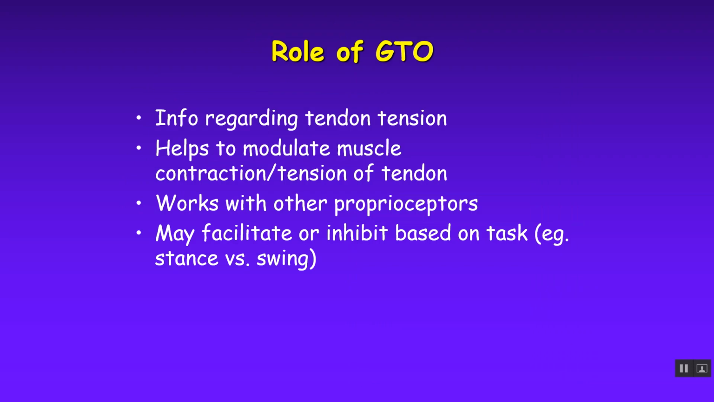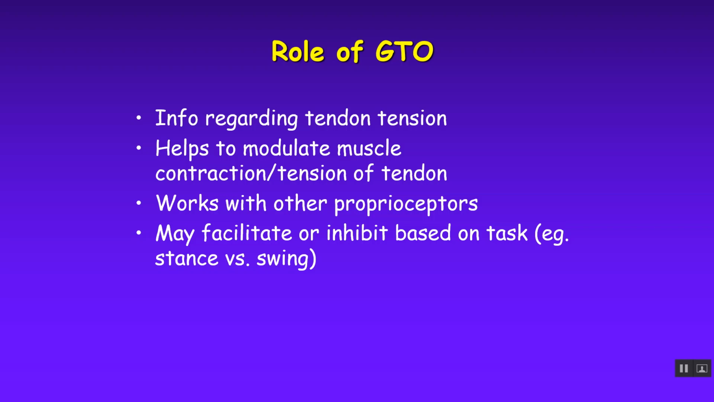GTO we talked about before when we talked about sensation, the Golgi tendon organ. It relates information regarding tendon tension. It helps to modulate muscle contraction and tension around the tendon. It works with other proprioceptors. It doesn't work by itself. We used to think it was an on-off switch for muscles. We used to think the GTO, when you created too much tension in the muscle, the GTOs would get stimulated and just shut your muscle off to protect the muscle so you didn't injure yourself by contracting it too hard.